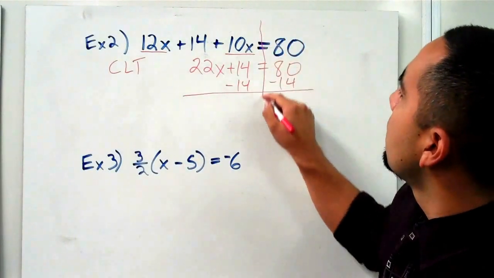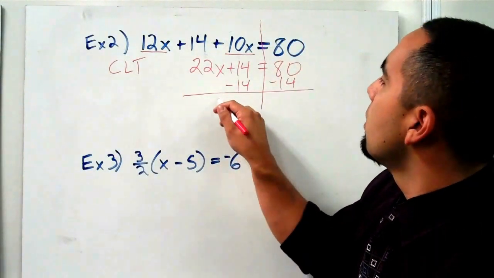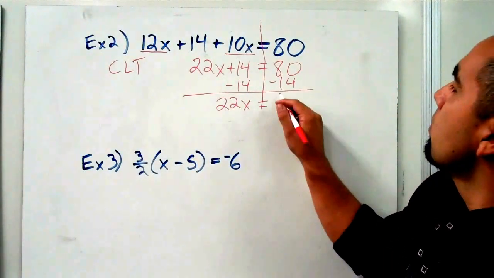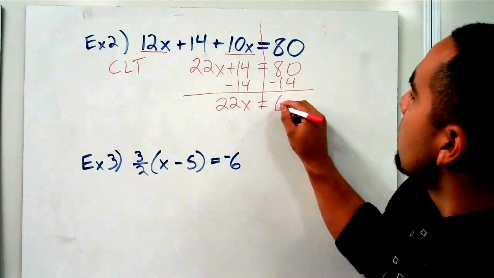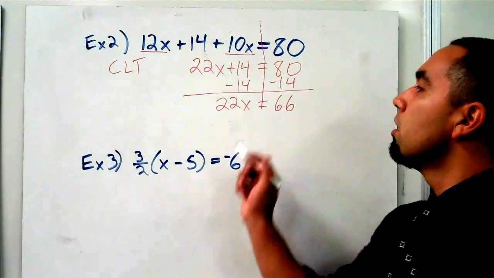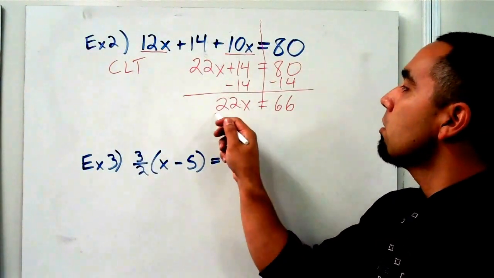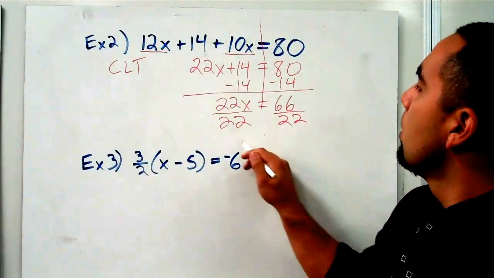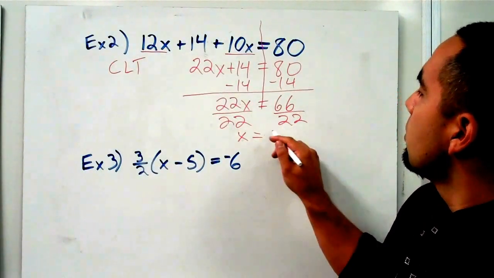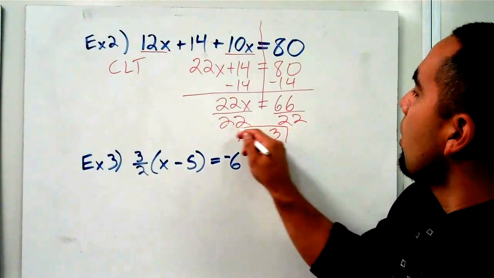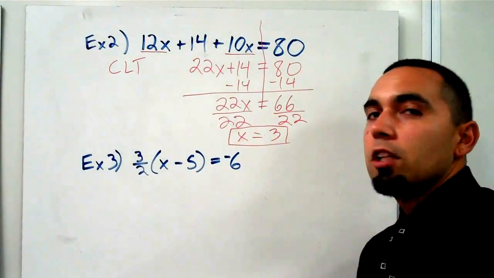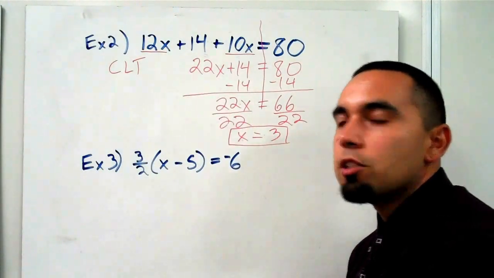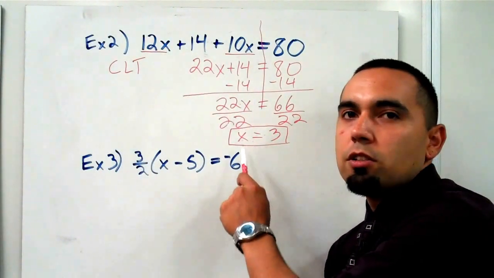And again, make sure we're keeping everything nice and straight. 22x equals, that's going to be 66. Now I have 22 times x, so I'm going to divide to get it by itself. x equals 3. Okay? Again, on your problems, I want you plugging it back into the original. Make sure that this is the right answer.